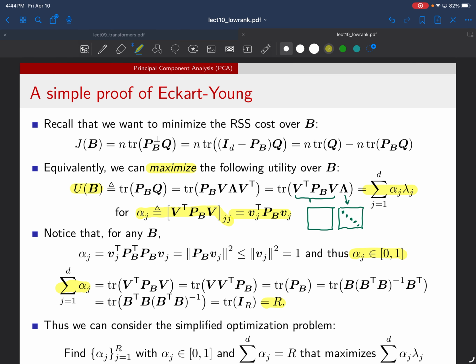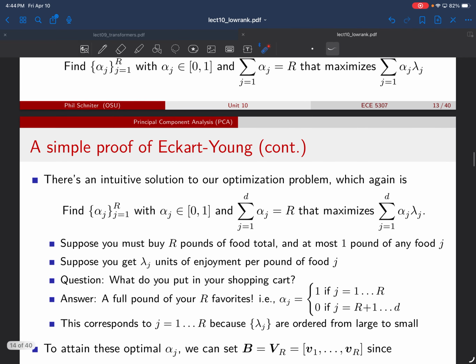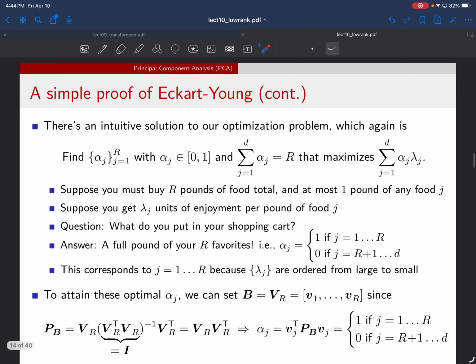Okay, so to review, these alpha j's that we are trying to optimize are affected by the matrix B. They're numbers between 0 and 1, and they have to sum to R. So to rewrite this optimization problem: find the R terms alpha j, as numbers between 0 and 1 that sum to R, that maximize this quantity for some fixed set of lambda j's. This is a problem that you can actually solve intuitively if you reformulate it into things that maybe you do in your daily lives.